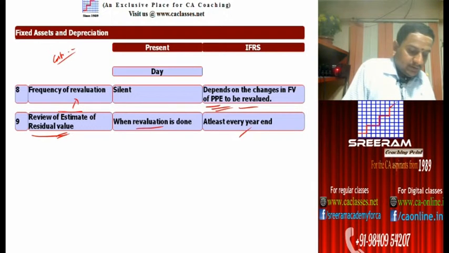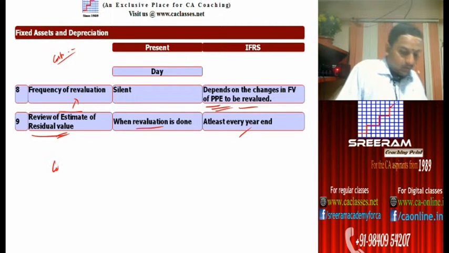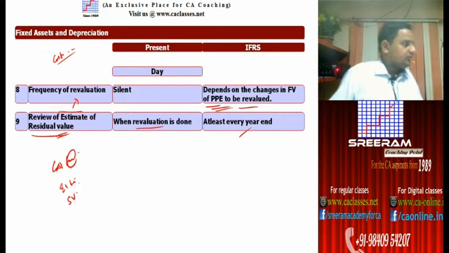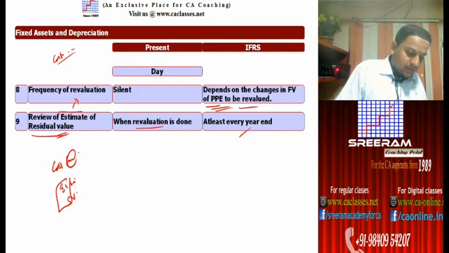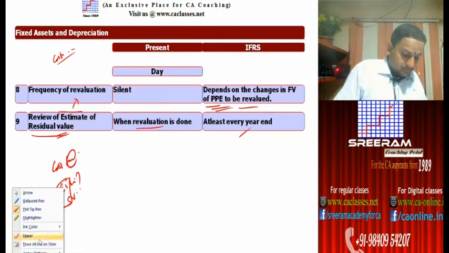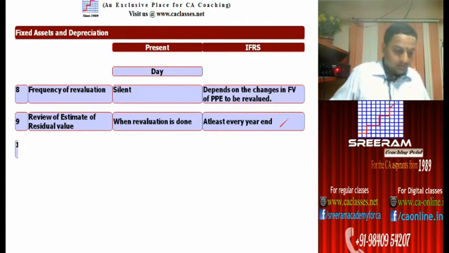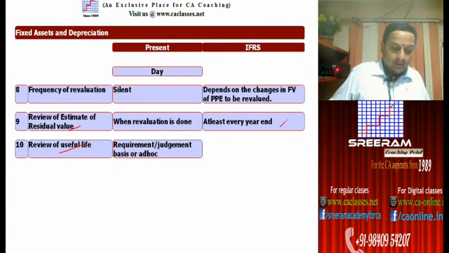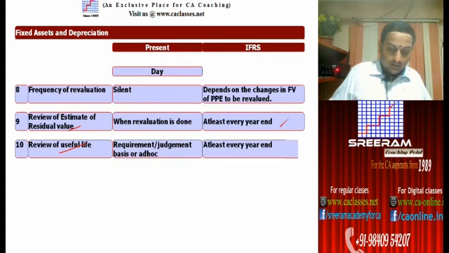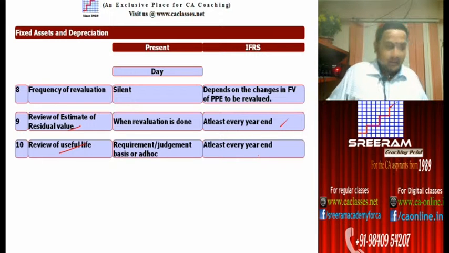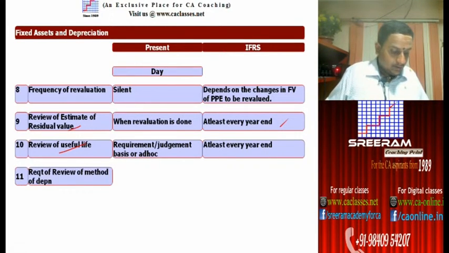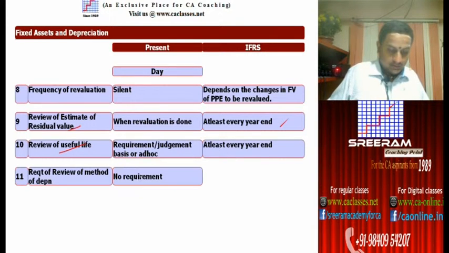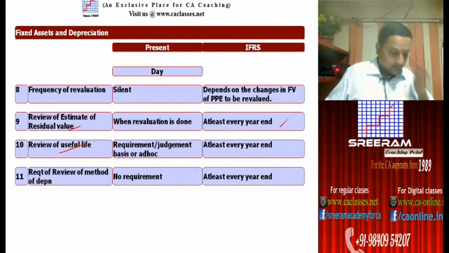So estimates, even if you just take depreciation, only cost is a fact. All other items are estimated: life is estimated, scrap value is also estimated. So where these are estimated, whether we need to revise them or not, the answer is every year end we need to revise it. So useful life and scrap value are to be revised, reviewed at least every year end. Then the requirement of review of method of depreciation: here it is not required in the present standard, but here at least every year end.